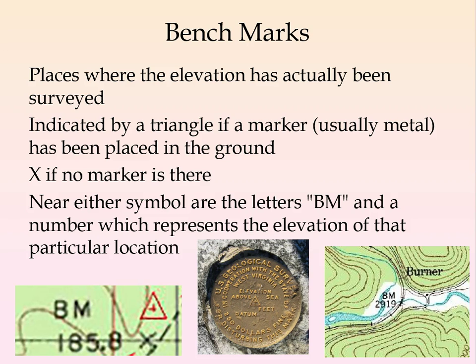And so in the center is a picture of an actual USGS marker. There are other markers put out by other groups. Most of all of the markers are metal. If there is a triangle by the BM, pretty close to the BM, a black triangle sitting over here, that means that a marker has been placed in the ground.